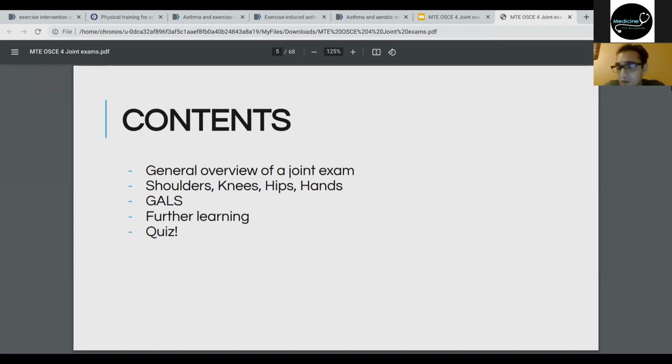The ones we're going to go through in detail are the shoulder exam, the knee exam, the hip exam, and the hand exams. These are the most likely to come up in your finals exam because they're really good ones to demonstrate signs for. Shoulders, knees, and hips, I'm going to go into more detail. Hands, I will skate over because I think it's quite an easy one to learn, and it's more about observation.